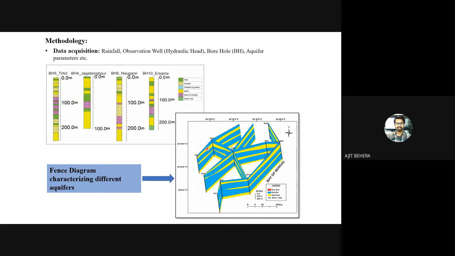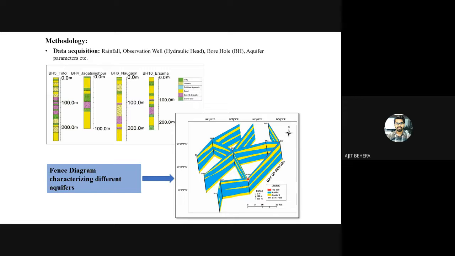These hydrostratigraphy units are nothing but the aquifer system. In the aquifer system, we first have the unconfined aquifer, that is the topmost aquifer. Then below this unconfined aquifer, we have an aquitard, as I discussed in the previous session. So we have alternating aquifers and aquitards. This is also known as a fence diagram.